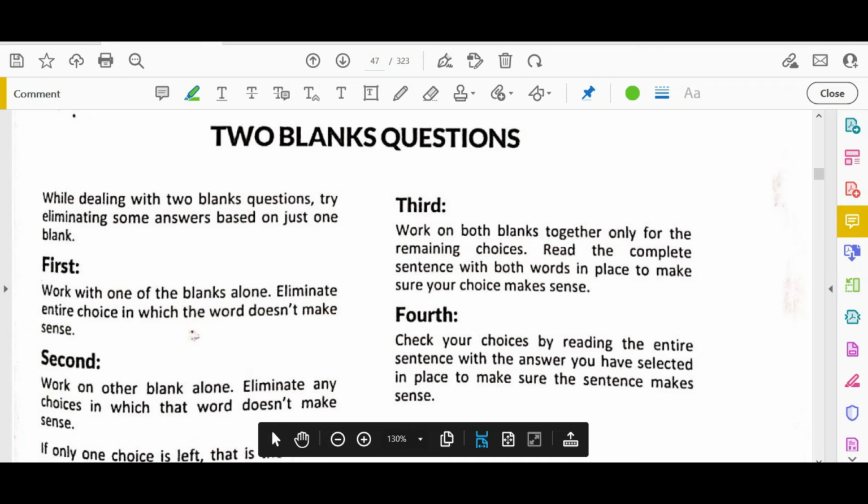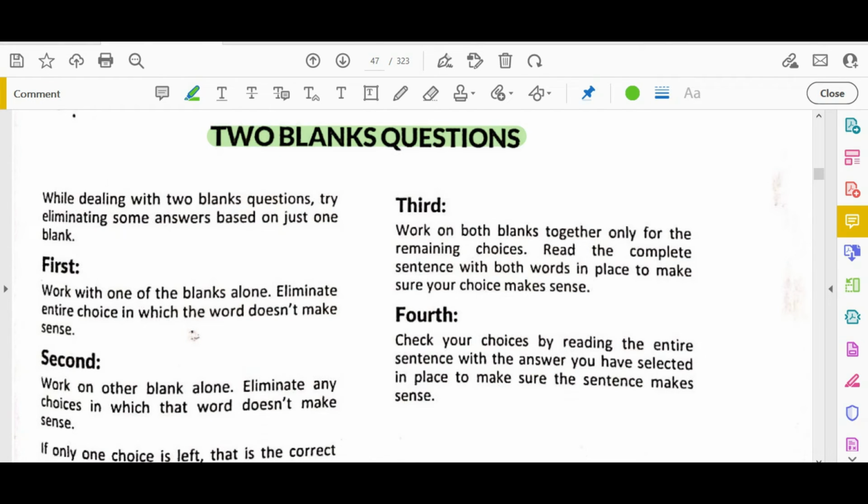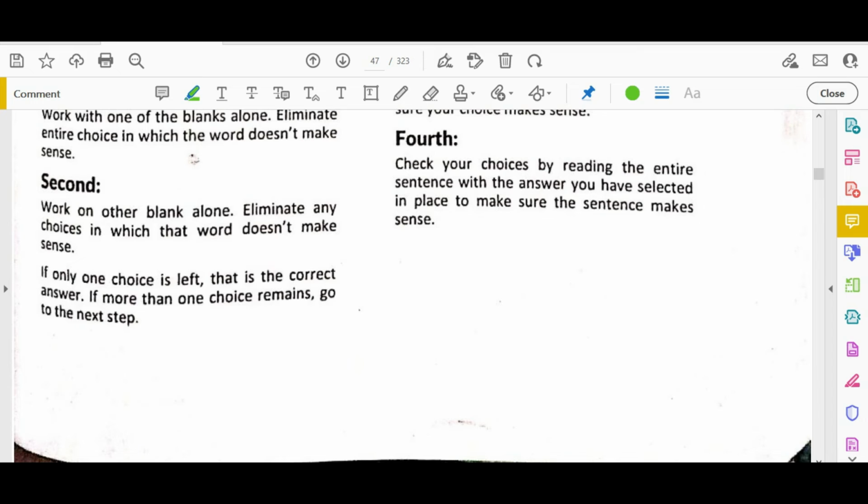Two blanks questions. There are some kinds of questions which have two blanks. While dealing with two blanks questions, try eliminating some answers based on just one blank. First, work with one of the blanks alone. Eliminate entire choices in which the word does not make sense. Work on the other blank alone. Eliminate any choices in which the word doesn't make sense. If only one choice is left, that is the correct answer. If more than one choice remains, go to the next step.